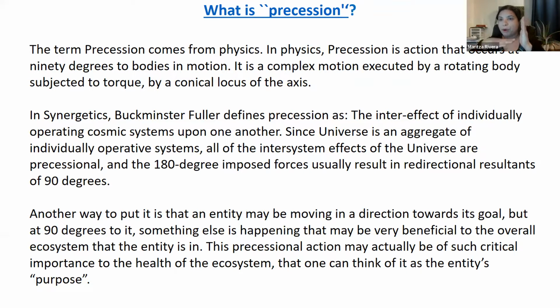So the goal and the purpose are kind of perpendicular to each other because they're not necessarily in alignment. The bee is doing one thing, but you see that the side effects of something can be greater than what that single goal is. So that's how I understand Bucky is explaining to us this concept of precession. That's why I thought the bee would be a good example for you. If I've totally confused you, I apologize.